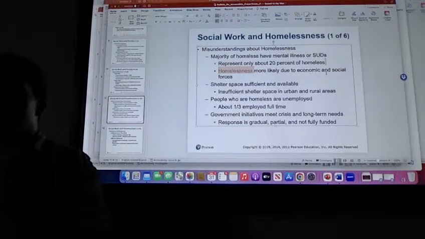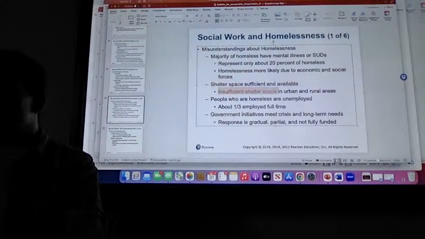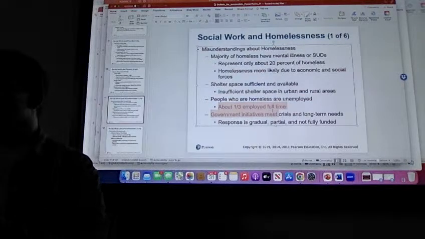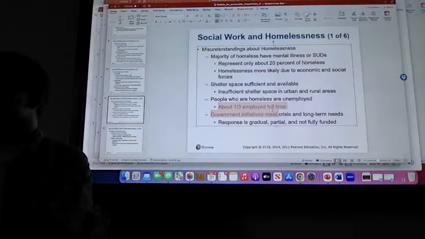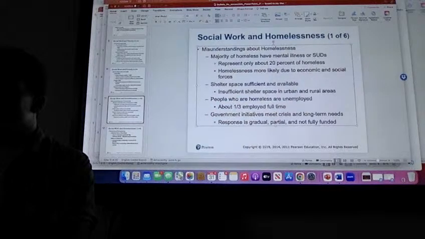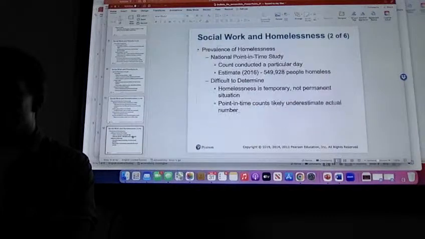So that's why they say this next one, shelter space being insufficient in urban and rural areas. People who are homeless are unemployed. About a third of them, though, are employed full time. So you got some folks that have to live in their car because the cost of housing is too expensive. They literally just sleep in the back of their car, go to a job. There are some government initiatives to meet the crisis and long-term needs of housing shortages. So the response is gradual, partial, and not fully funded.